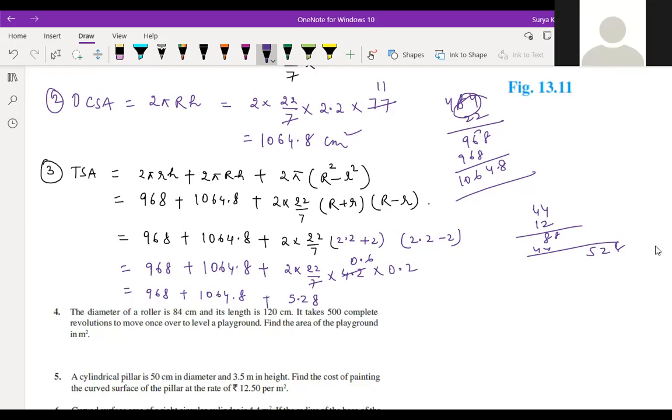You can add 968 plus... Sir, it's 2038.08, sir. Okay, tell me. One minute, I'm sorry. You solving? You got the answer? Then what are you solving again? 2038.08. I don't know whether my answer is correct or not, sir. Okay, that was correct only. 2038.08. Correct, children? Yes, sir. So this is your centimeter square.